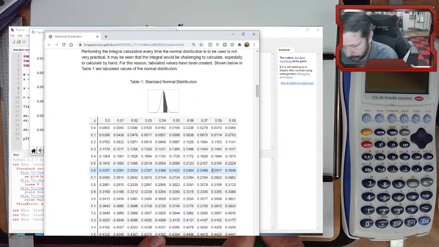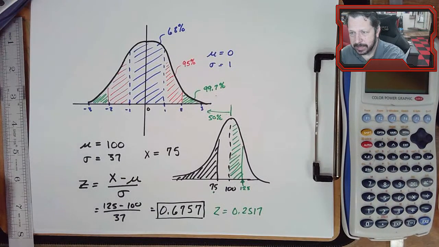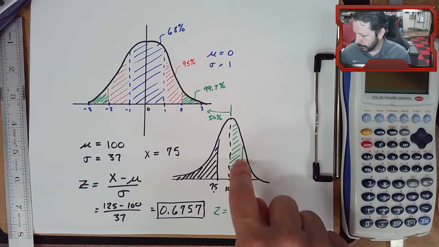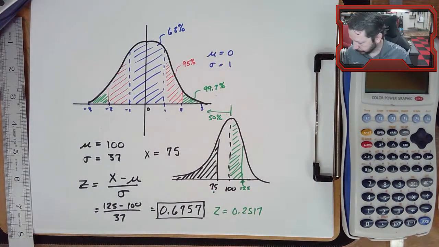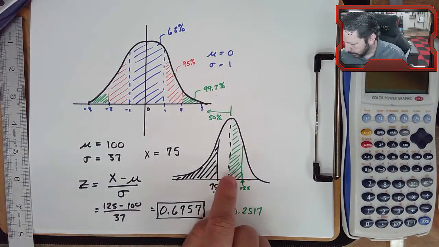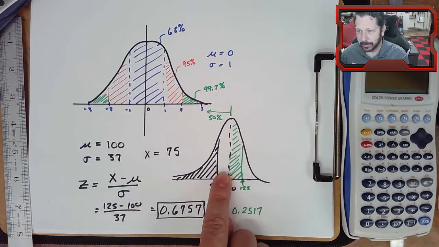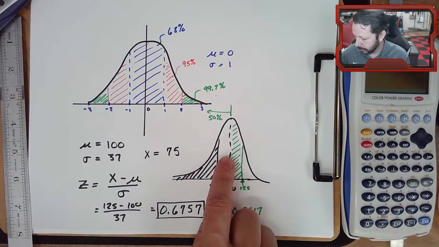I'm writing that down, 0.2517. All right. What that says is that this area that is shaded green is 25% of the area under the curve. So that means that this area over here, the symmetric one, the uncolored one right here, is also 25.17% of the area under the curve.